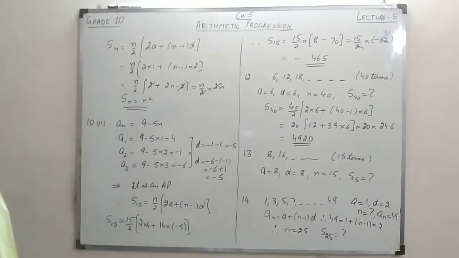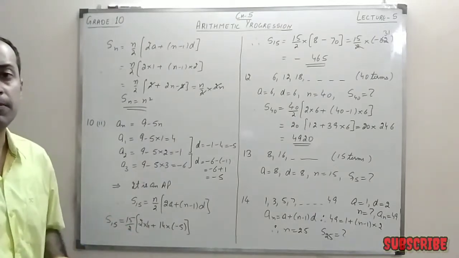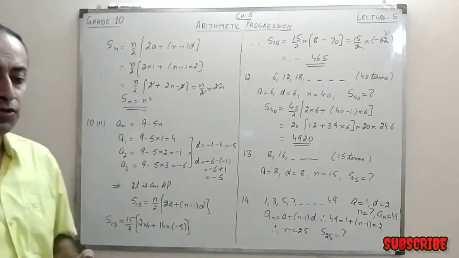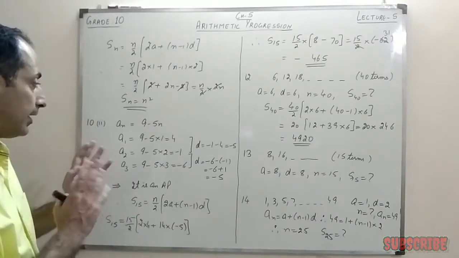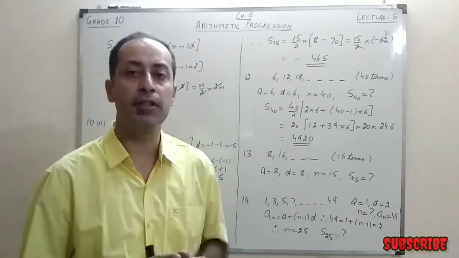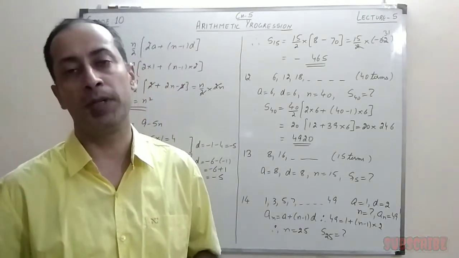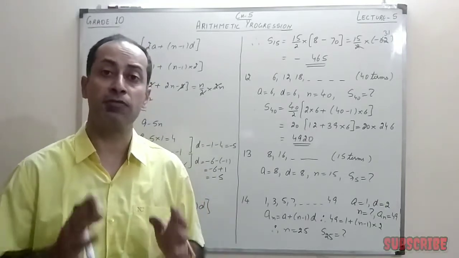Alright, in the 10th question, what is given? There are 2 parts of this question, so I am doing the second part. It's given that the nth term is 9 minus 5n, and what we have to show is whether it forms an AP or not. It means if the consecutive terms have the same difference, then only it will be forming an AP. So let's check it out.